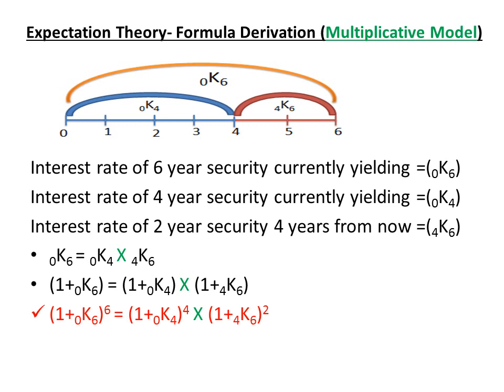Next one is the complete formula. These two formulas before are not the final formula. 1 plus 0K6 as before, to the power 6, because the difference between 0 and 6 is 6. For 0K4, the difference between 0 and 4 is 4, so the power is 4, and for 4K6, the difference between 4 and 6 is 2, so the power will be 2. Now this is the formula by the multiplicative model.